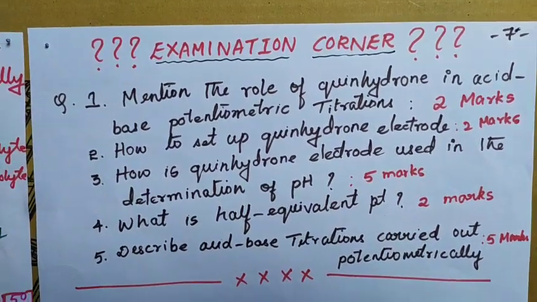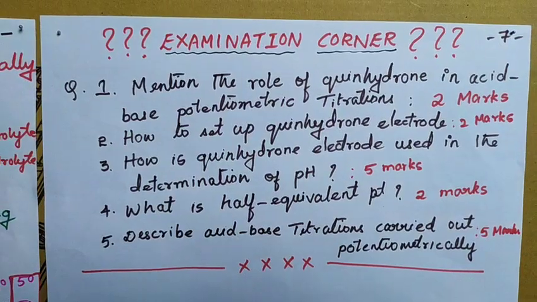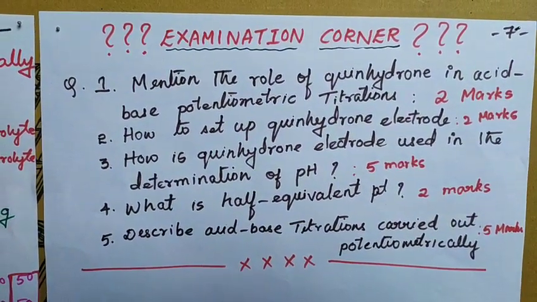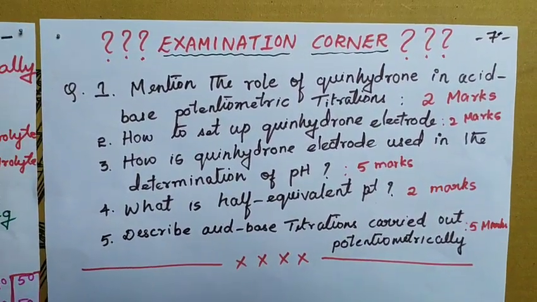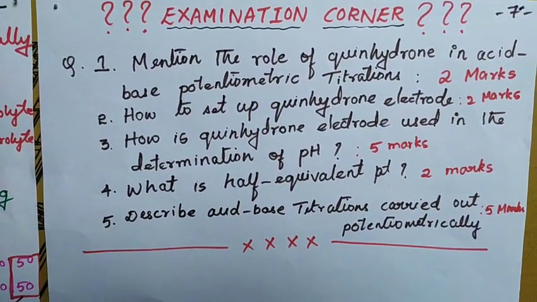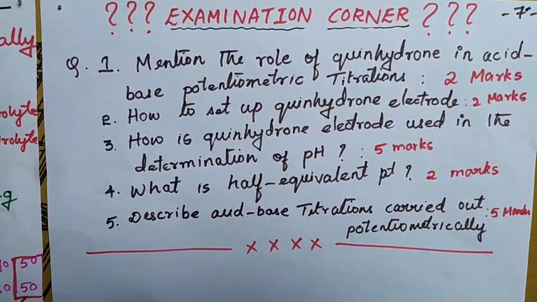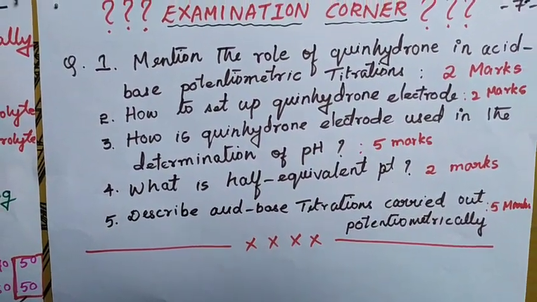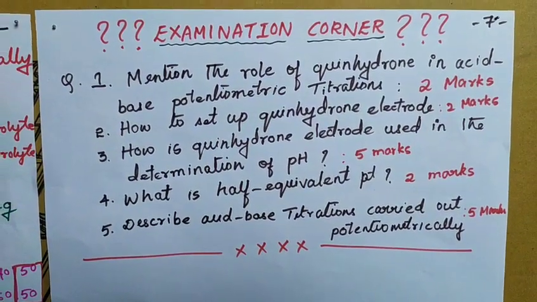Come to the examination corner. These are the possible questions that are asked in the examination. First one, mention the role of quinhydrone in acid-base potentiometric titrations. Second one, how to set up quinhydrone electrode. Then third question, how is quinhydrone electrode used in the determination of pH, which is a very important question. What is half equivalent point? 2 marks question. Describe acid-base titration with an example. How to carry out potentiometrically? 5 marks question. Thank you.